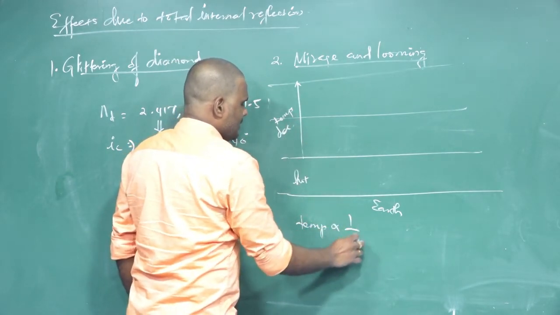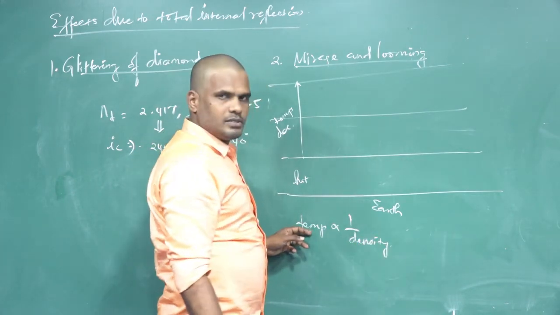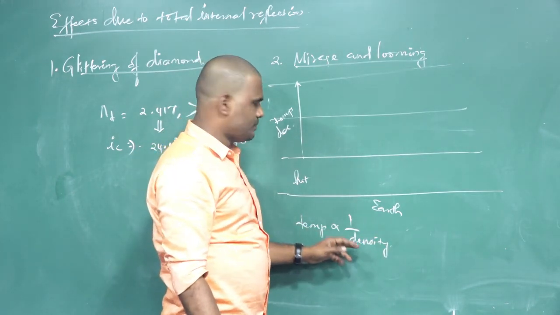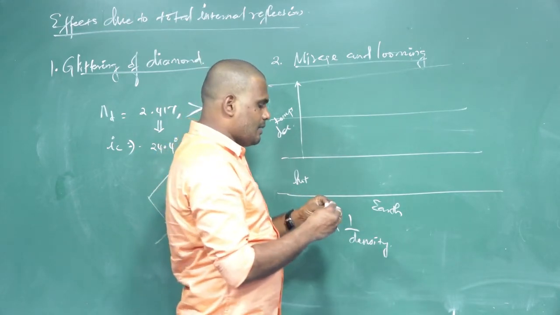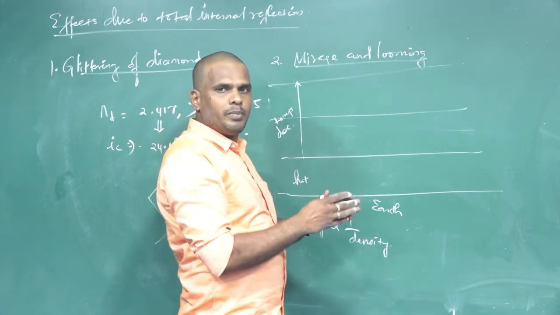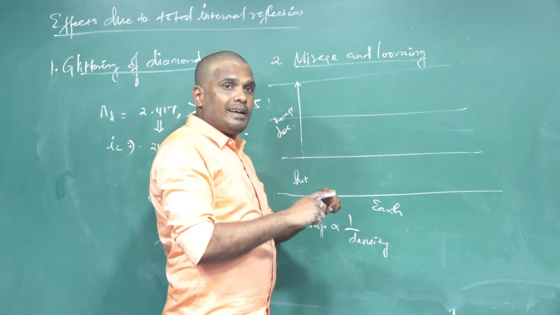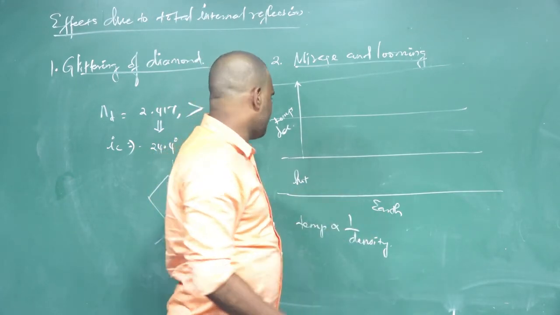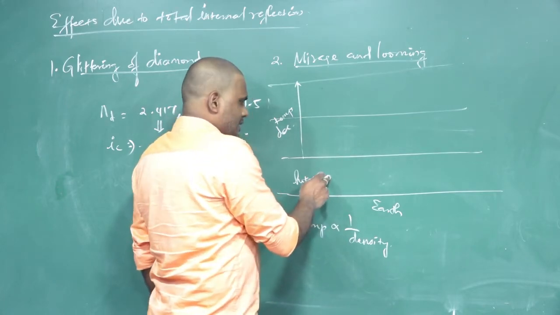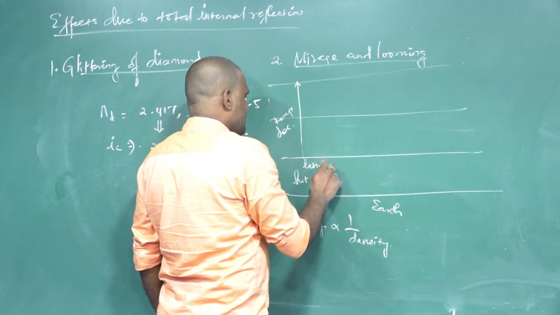Temperature and density are inversely proportional. The more the temperature is, the less the density of air is. How? As the temperature increases, the air molecules are taken further apart. So the density of air decreases. So this region of air is less dense. So I can write, this is less dense.